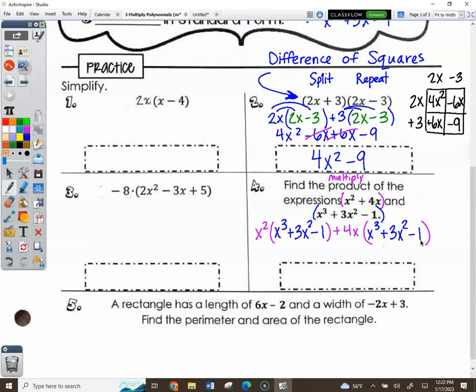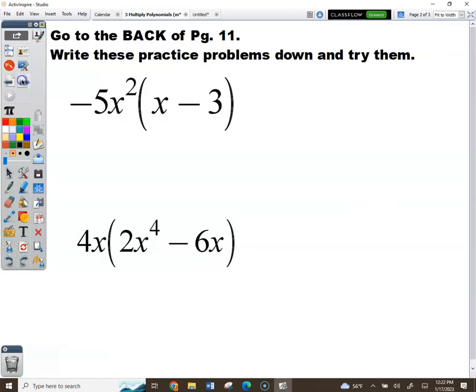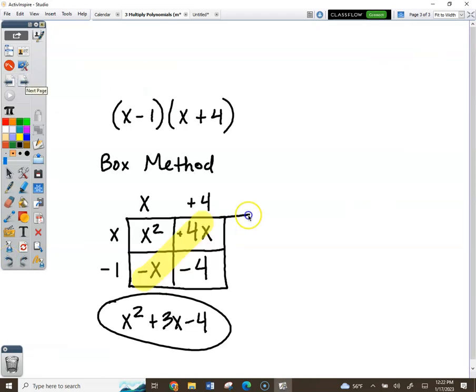Monomial into a trinomial. Now, if you're doing the box method, you might be thinking, well, how do you do that with the box method? Instead of a 2 by 2, you could do a 3 by 2, but I wouldn't do that. I would just extend this out with another, and I'd put the trinomial across the top. Does that make sense? Because then you still multiply. So let me show it to you.